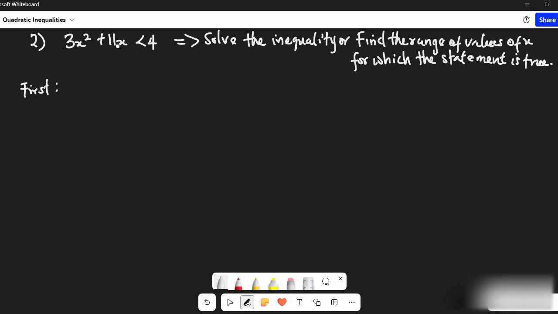first write out the inequality in the standard quadratic notation. So first you want to write out the inequality in the standard quadratic notation as 3x squared plus 11x minus 4 less than 0. So 3x squared plus 11x minus 4 is in the standard quadratic notation. And the second is where we sketch the curve.